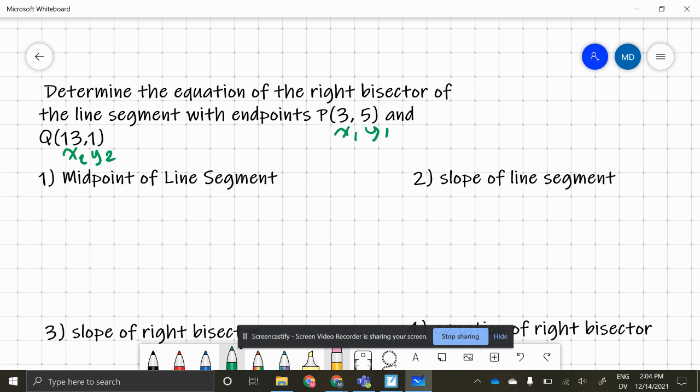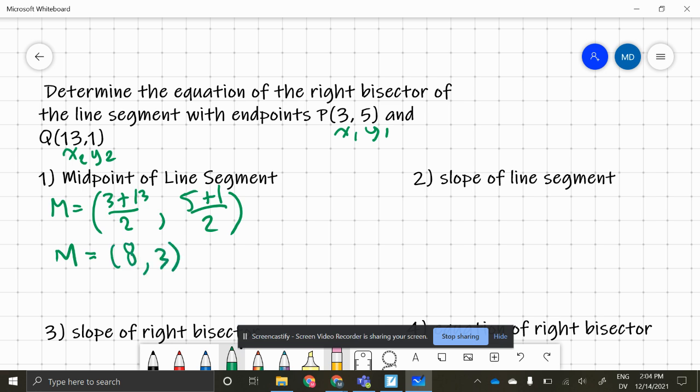The first thing we'll look at is finding the midpoint of this line segment. So our midpoint is equal to, we add up the x values over 2, we add up the y values over 2. So that means that our midpoint here is going to be 8, 3.